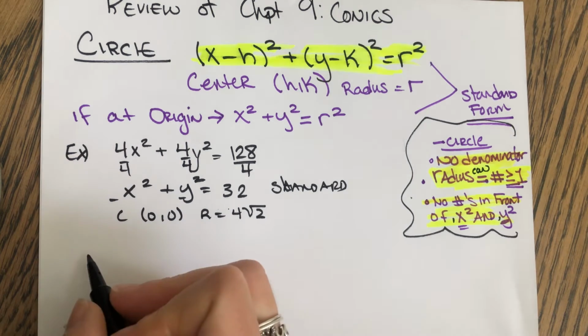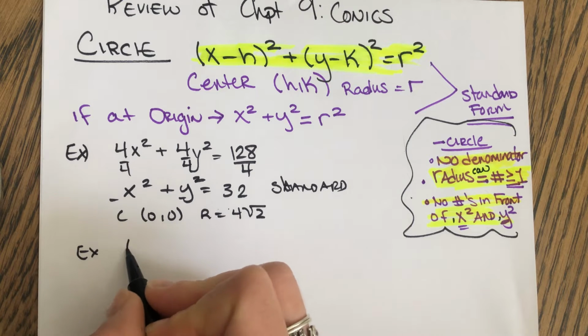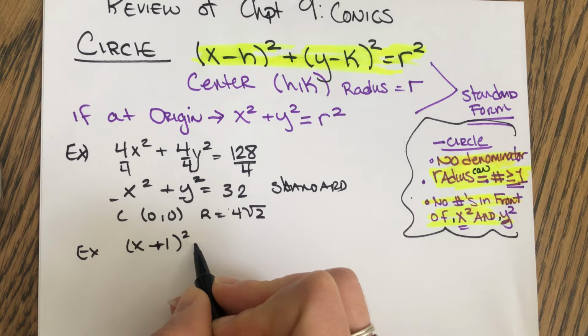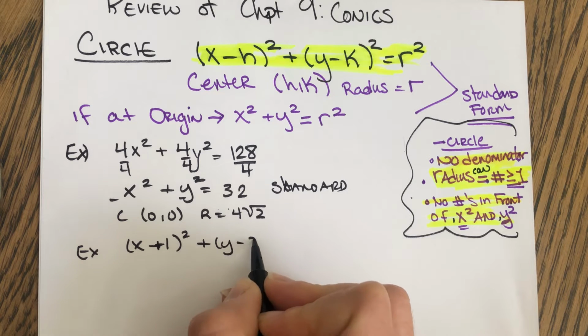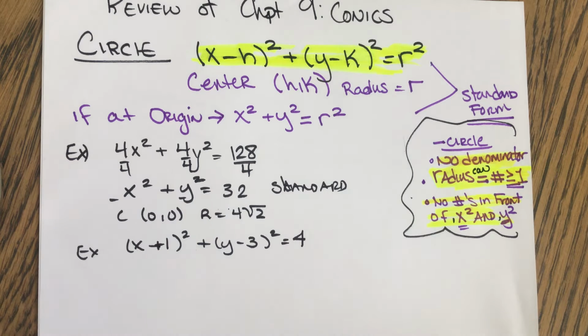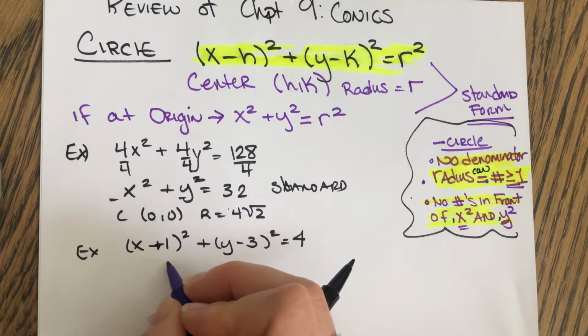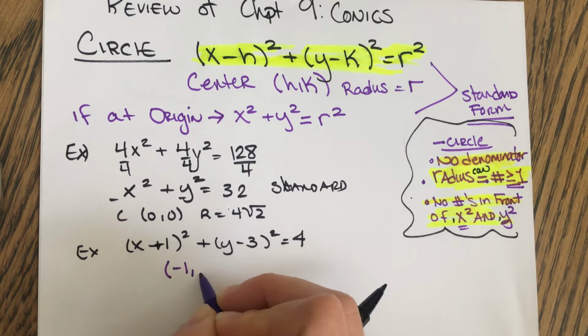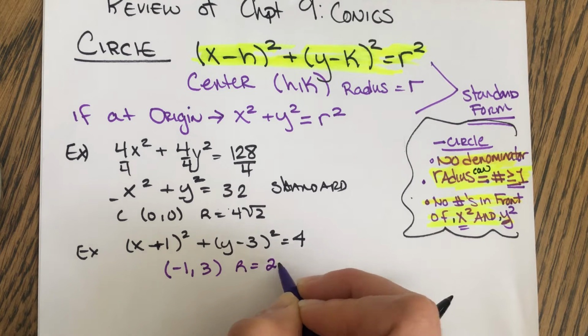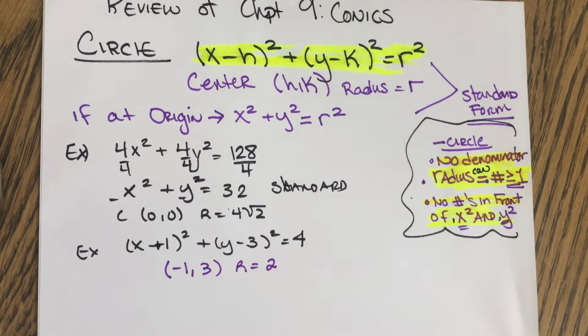So if I had given you guys, I'll just do one more example of this. x plus 1 squared plus y minus 3 squared equals 4. And I ask you, what's your center? What's your radius? Opposite of a positive, so negative. Opposite of a negative, so positive. And the radius is 2 because it's the square root.